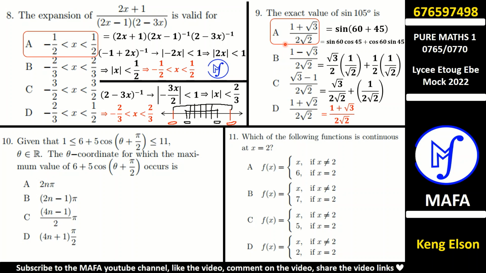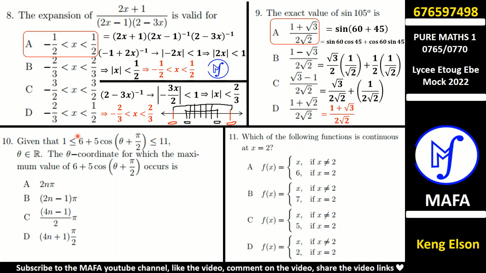Now we are moving on to question 10. It reads, given that 6 plus 5 cos(theta plus pi on 2) lies between 1 and 11, where theta is a real number, the theta coordinate for which the maximum value of 6 plus 5 cos(theta plus pi on 2) occurs is... Alright, so if this function is maximum, it means that it is actually equal to 11, because 11 is its maximum value. So for the function to be maximum, we just equate the function to 11.